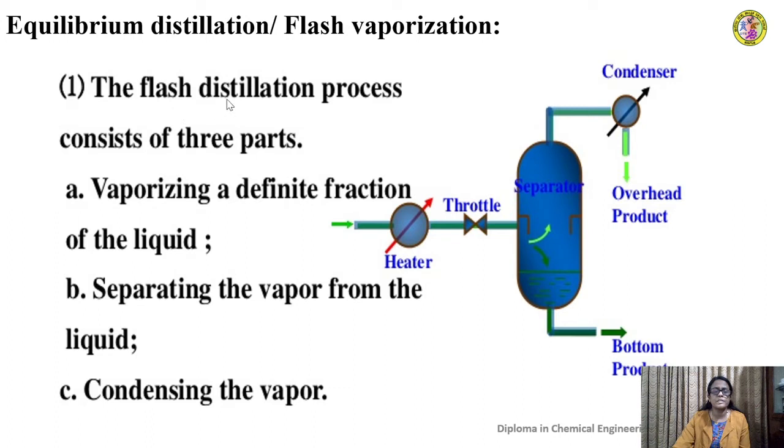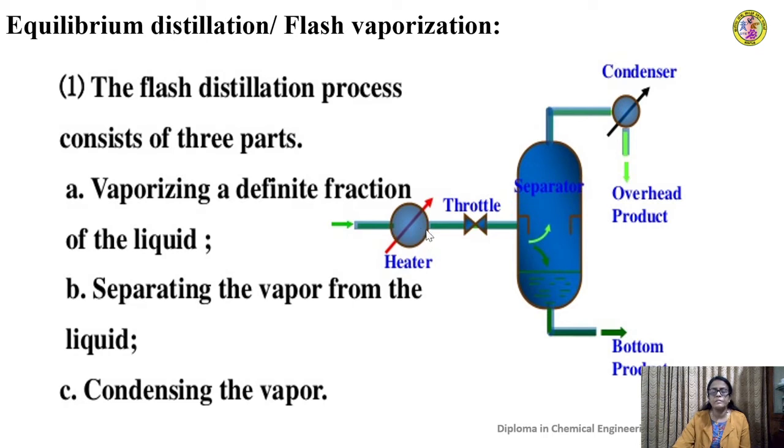The flash vaporization or equilibrium distillation consists of three steps. In the first step, we vaporize a definite fraction of the liquid. That means out of the given liquid, some portion will be vaporized, and that vapor phase, after it attains equilibrium with the liquid phase, will be separated out from the liquid, and the vapor phase will be taken to a condenser where it is condensed and taken out as the overhead product. The apparatus required to carry out this kind of distillation is like this. First the feed mixture will be taken to a heater because we need to vaporize the given solution partially.